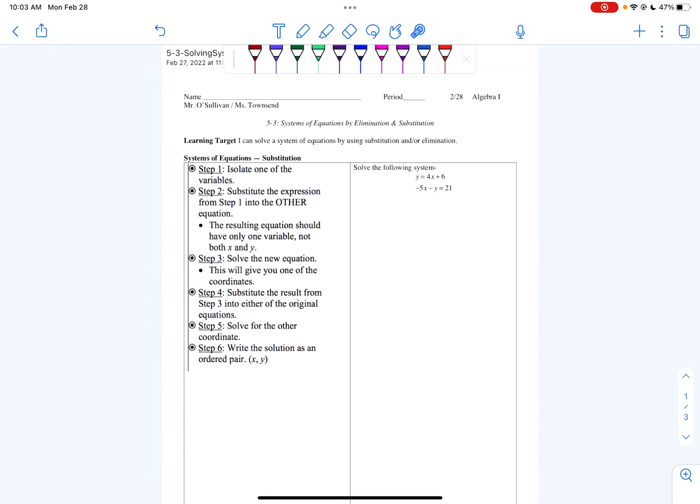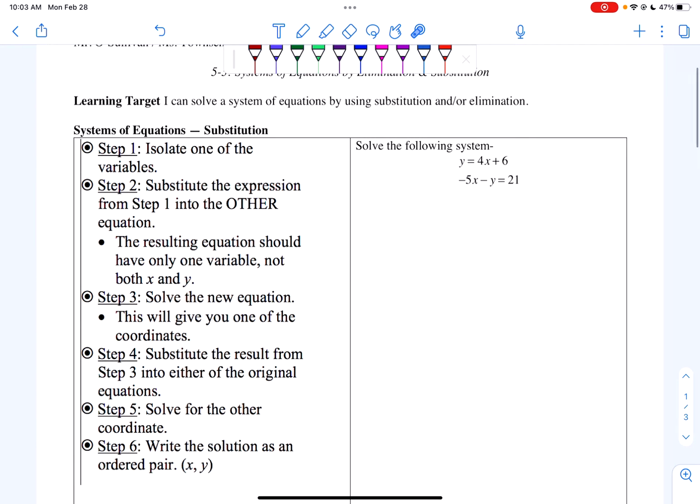So it says solve the following system: y equals 4x plus 6, negative 5x minus y equals 21. I already know I'm going to do a substitution for this because I have an equation that's in the form y equals something. So remember, we're saying y is 4x plus 6. Now, step 2 says I substitute that expression from step 1 into the other equation. So what we're going to do is take this 4x plus 6 and substitute it in for y. And we're going to solve that equation.